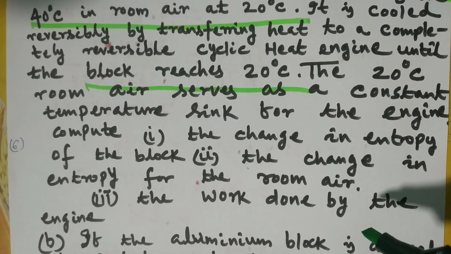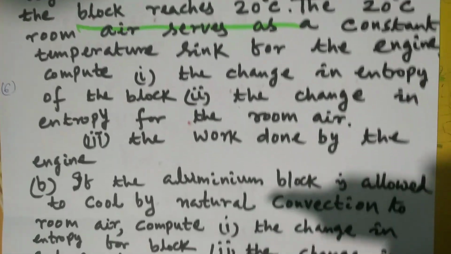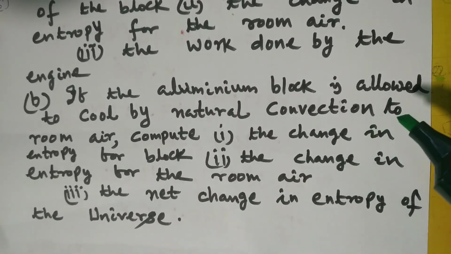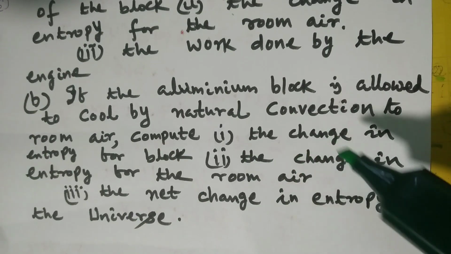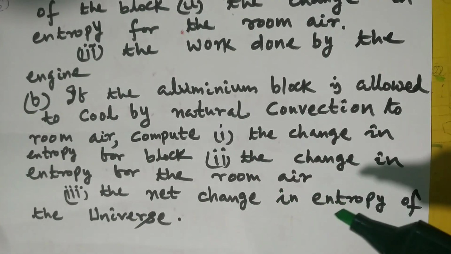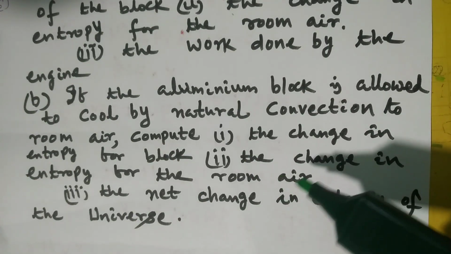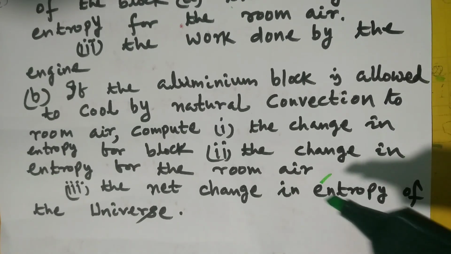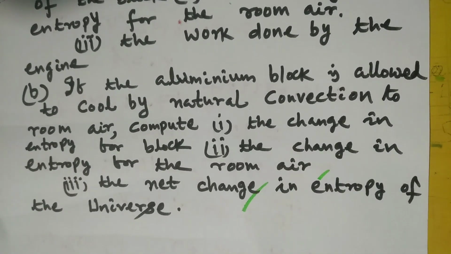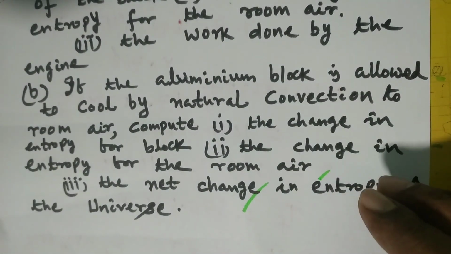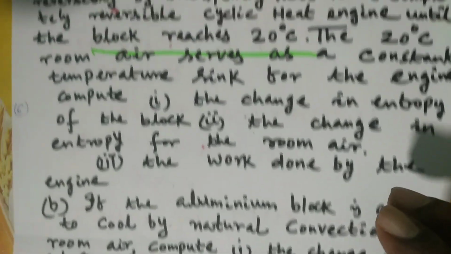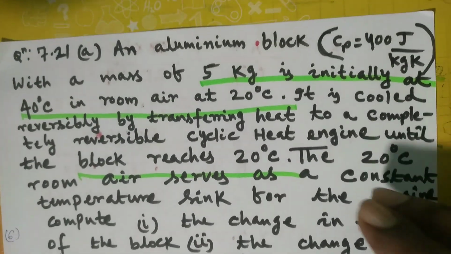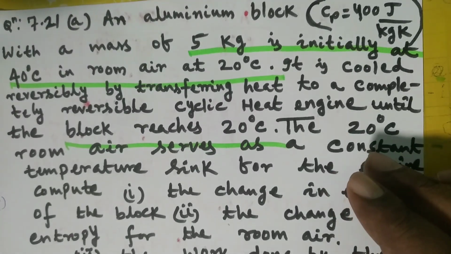In the second part: if the aluminium block is allowed to cool by natural convection to room air, compute the change in entropy for the block, the change in entropy for the room air, and the net change in entropy of the universe. The first part is a reversible process, while the second part is an irreversible process, because the heat transfer takes place through a finite temperature difference.